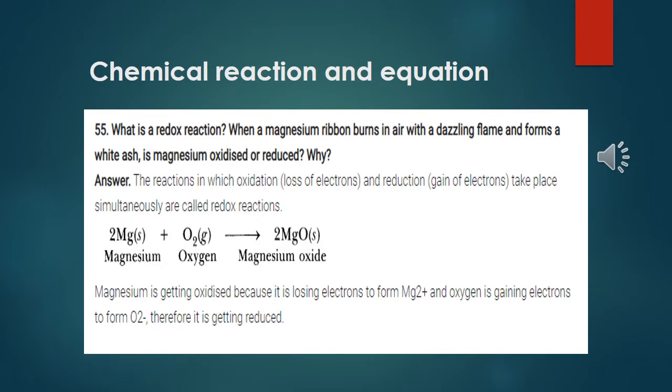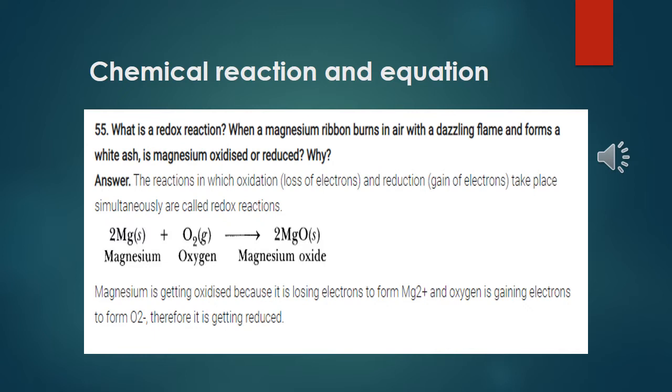Here is my first question, what is redox reaction? When a magnesium burns in air with a dazzling flame and forms a white ash, is magnesium oxidized or reduced? Why? These are the questions. So redox reaction, we already discussed redox: RED means reduction, OX means oxidation. Any reaction where reduction and oxidation take place simultaneously is called a redox reaction.